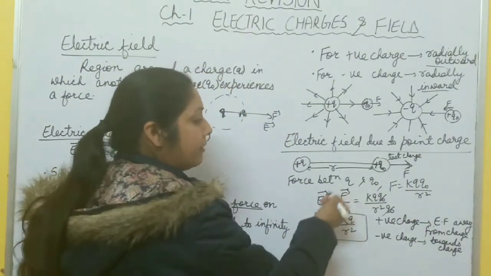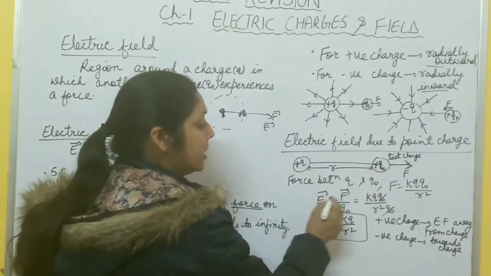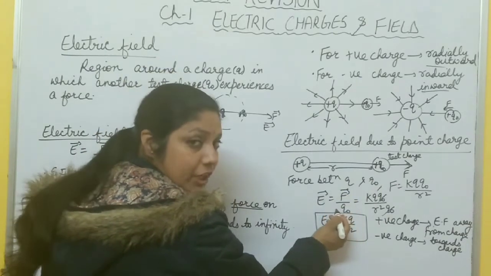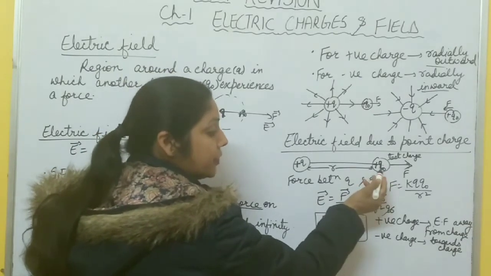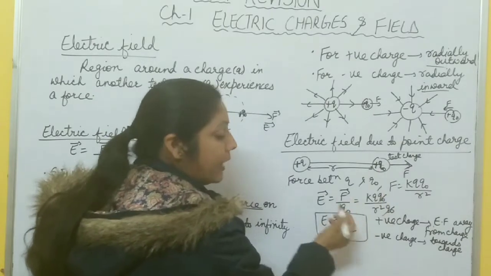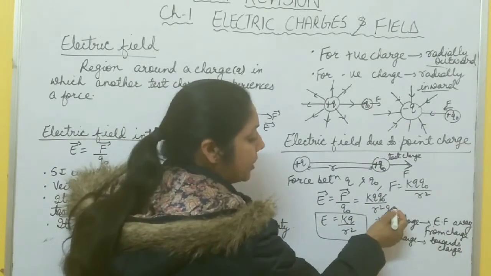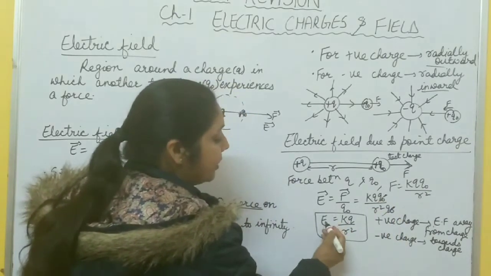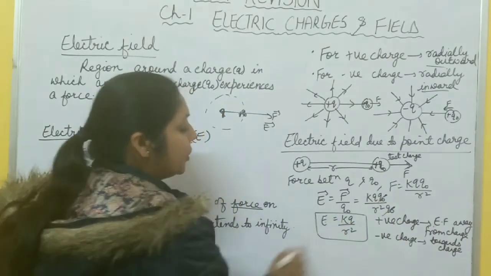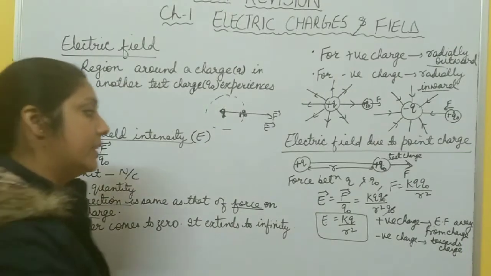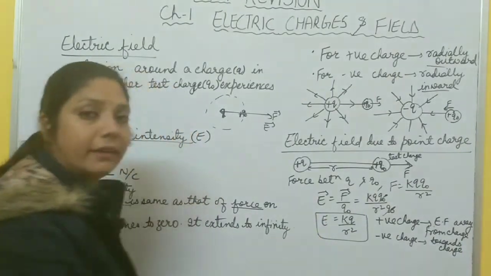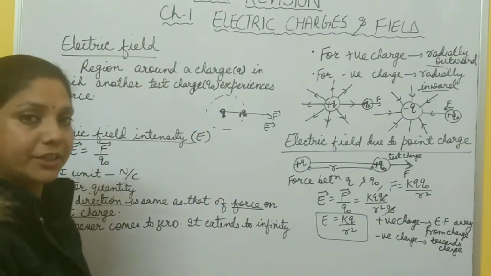Now what is the electric field at this point due to this charge? It is the force experienced by a test charge. How much force is experienced by this test charge? E is F by Q naught, and F is KQQ naught by r square, so Q naught cancels. It becomes E equal to KQ by r square. This is the magnitude of electric field intensity due to a point charge.